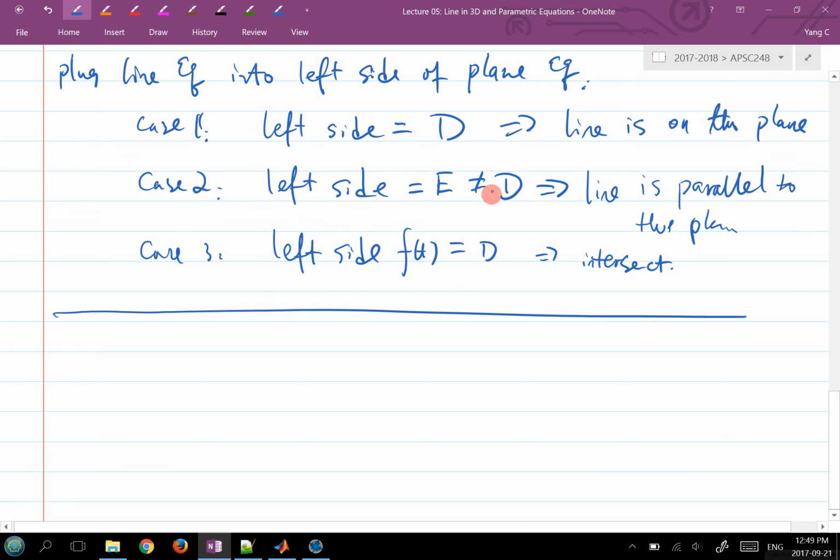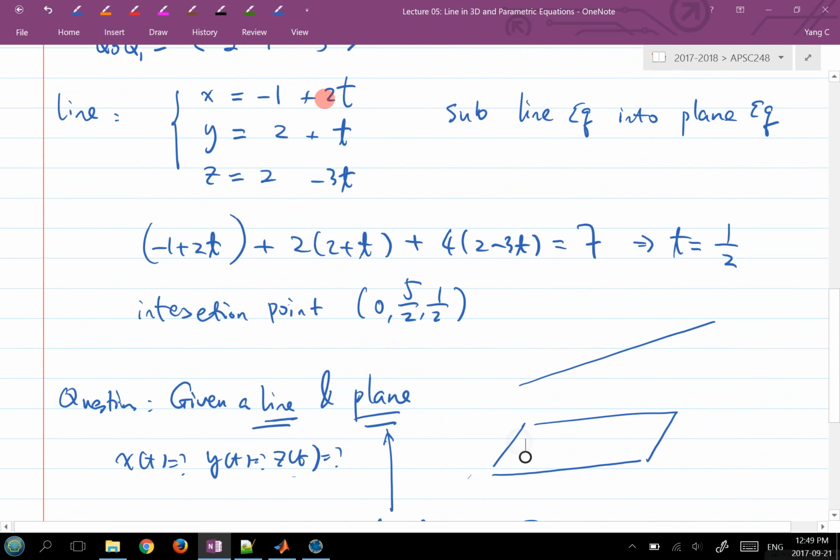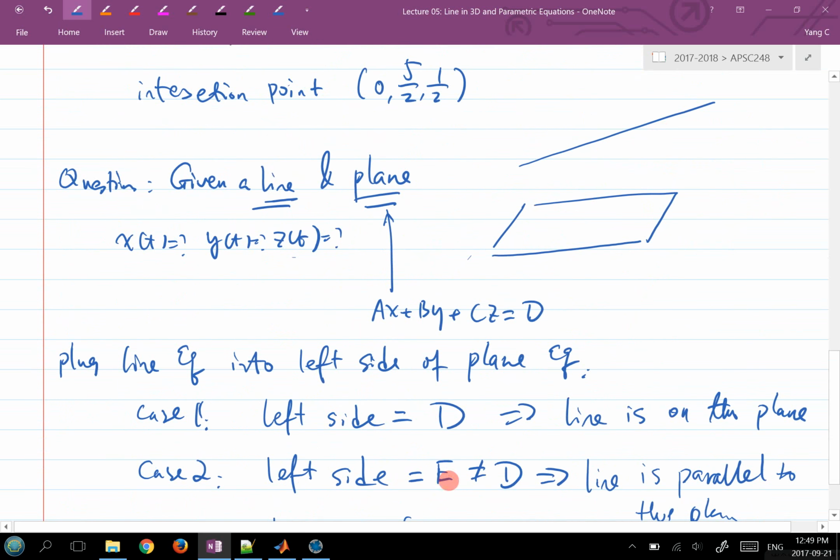Parallel, basically, for example here: when you substitute the line equation into the left side of the plane equation, you get a constant, but this constant is not the same as the plane equation's constant D. So it's like the line is actually somewhere else, on another plane which is parallel to the plane you're looking for.